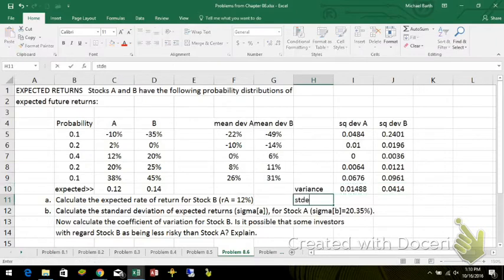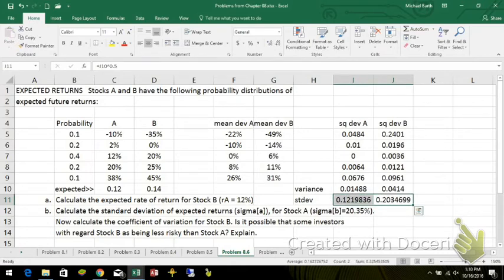My standard deviation is that raised to the 0.5 power, or the square root of it. Alright, I'm going to format these as a percent. And you can see, now they gave me the sigma for stock B at 20.35, and I must have done it right because I got the right answer. And the standard deviation for stock A is 12.2%.